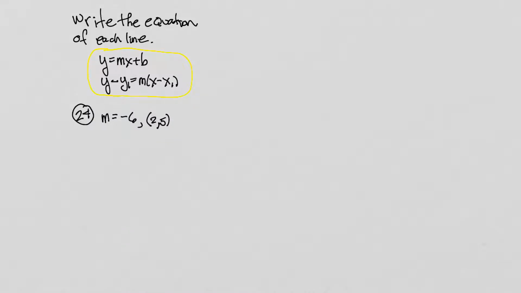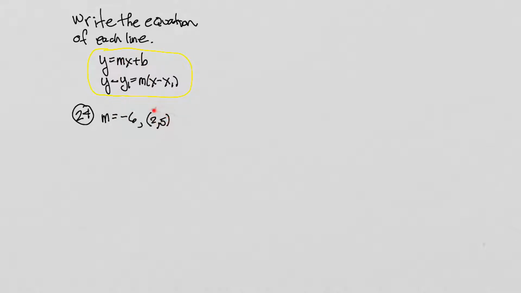In problem number 24, we're looking to write the equation of the line that has slope -6 and passes through this point. So what we're going to do is first think of our two templates: the slope-intercept form, y equals mx plus b, and the point-slope form, y minus y1 equals m times x minus x1. Our first go-to template is this one because it's just substitution, no computation. But to use this one efficiently, we need the slope, which we have, and we need the y-intercept.